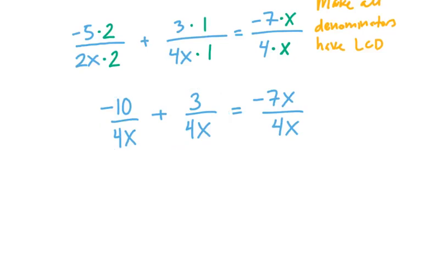So you could do that now, or some people maybe feel more comfortable adding these two fractions first. So I'll try that. Negative 10 over 4x plus 3 over 4x just means add the numerators because the denominators are the same. So negative 10 plus 3 is negative 7. So I get negative 7 over 4x equals negative 7 over 4x.